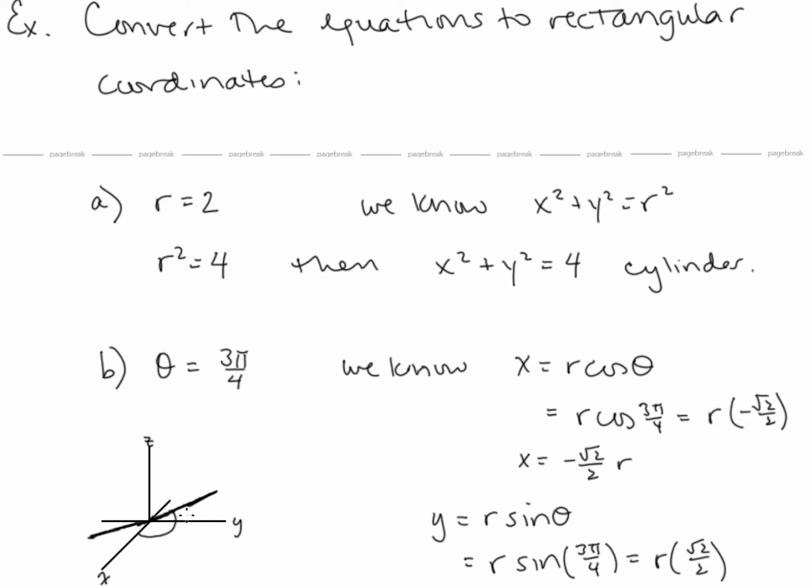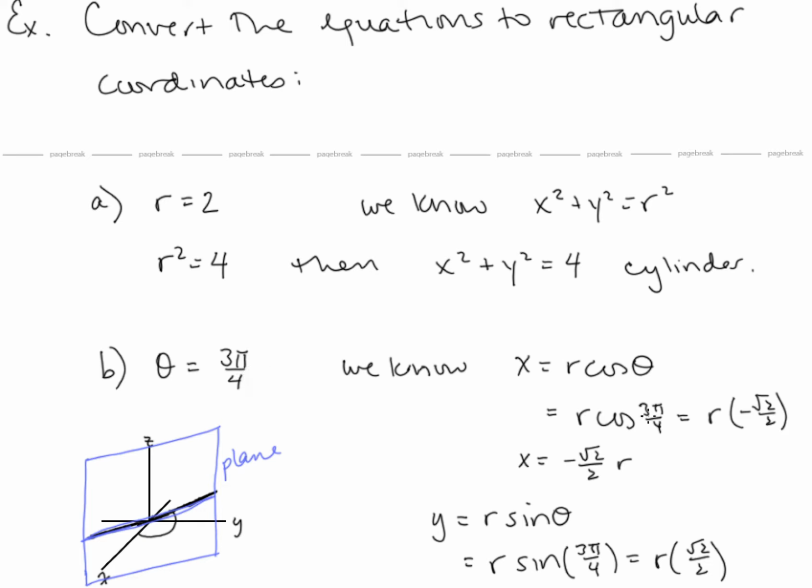But now in three-dimensional space, we have no restriction on z. So in three-dimensional space, we've got an entire plane of points. But now let's see how we can get the same idea using the formulas. Well, we know x is equal to r cosine theta, and y is equal to r sine theta. So let's plug in this theta and see what relationship we can find between x and y.